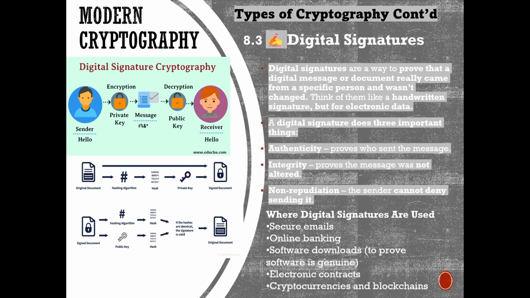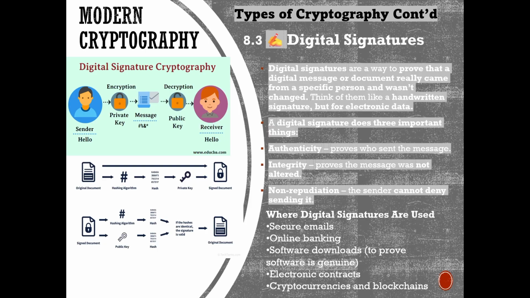Now we'll look at digital signatures. Digital signatures are a way to prove that a digital message or document really came from a specific person and wasn't changed. Think of them like a handwritten signature, but for electronic data. Now, a digital signature does three important things: authenticity, which proves who sent the message; integrity, which proves the message was not altered; and non-repudiation. The sender cannot deny sending it.